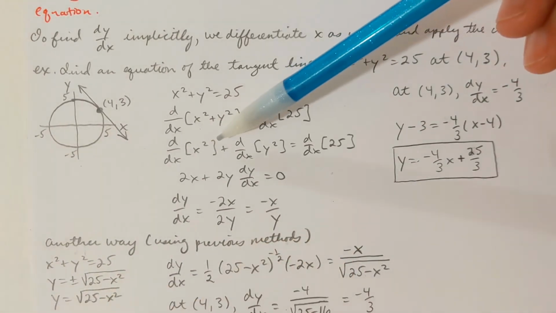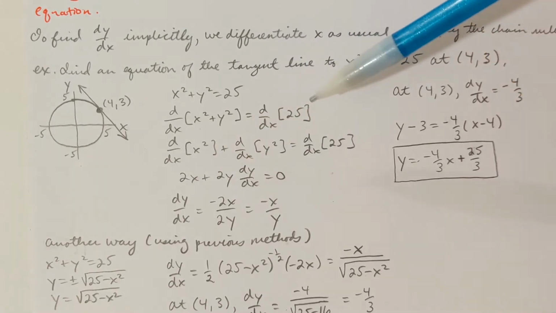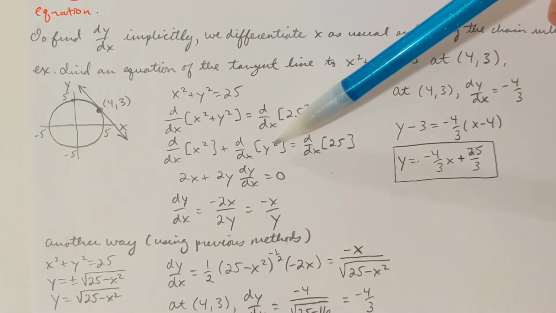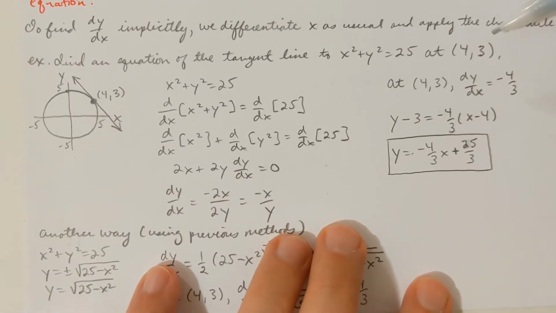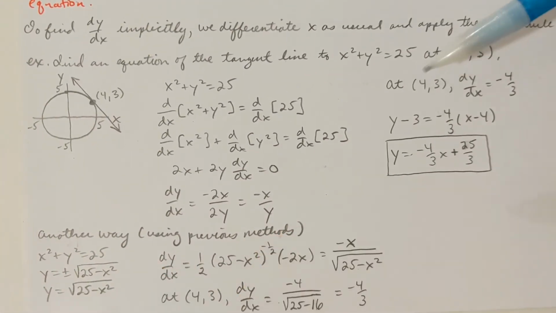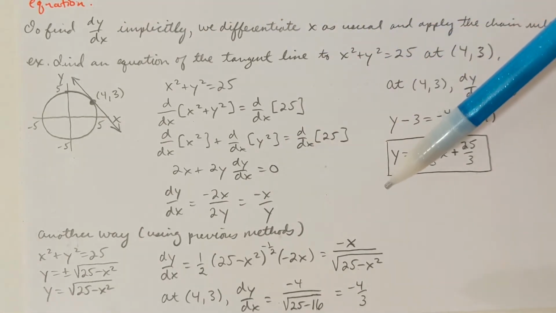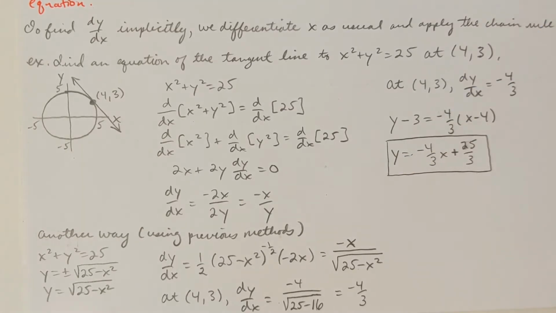So the derivative of x squared would be 2x. The derivative of y squared would be 2y, but I've got to apply the chain rule to y. What I mean by that is after you've differentiated something in terms of y, you need to tack on a dy/dx in order to finish the chain rule.